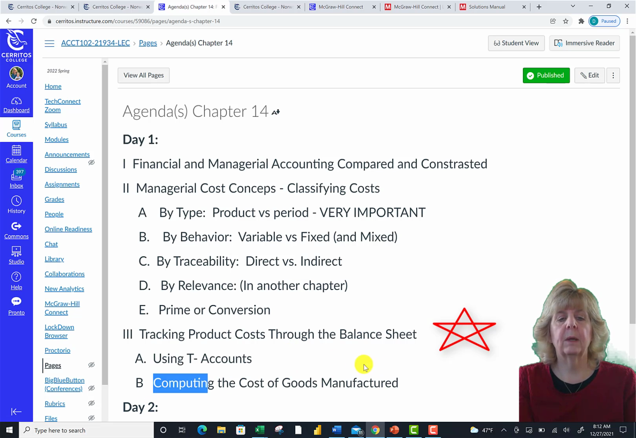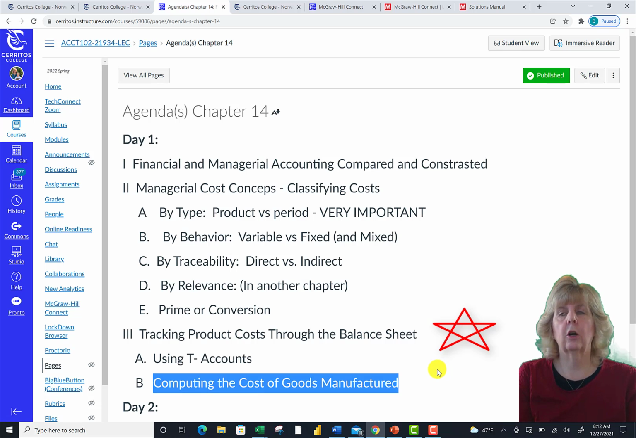And then the biggest challenge today, along with using those T accounts, will be computing the cost of goods manufactured. This is a critical schedule that supports the income statement, and the emphasis on the test will be on your ability to both classify costs and then compute the various missing T accounts, as well as compute this major line item called cost of goods manufactured.